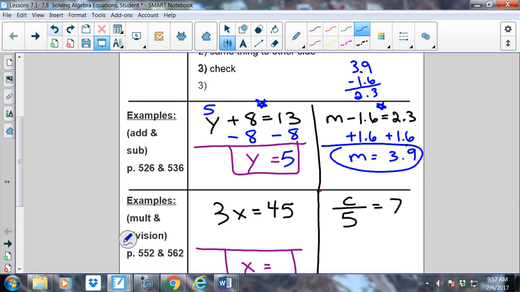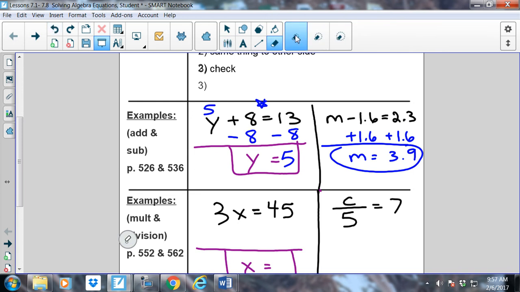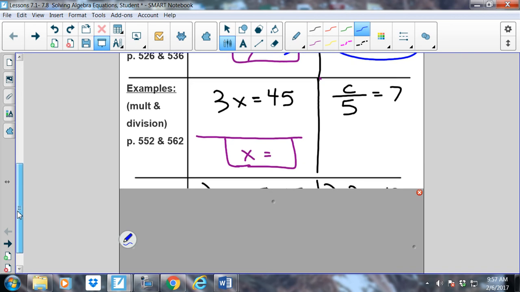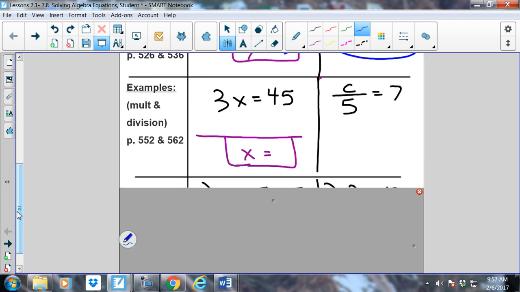Okay, I'm going to get rid of some of this stuff so it doesn't look so messy. So that's addition and subtraction. Write questions in the left-hand column if you have any, and refer to those pages if you'd like to as well. There are other lessons in the chapter on multiplication and division, pages 552 and 562. So here we have 3 times x equals 45. The opposite of multiplication is division. So we are going to divide 3 out of both sides.